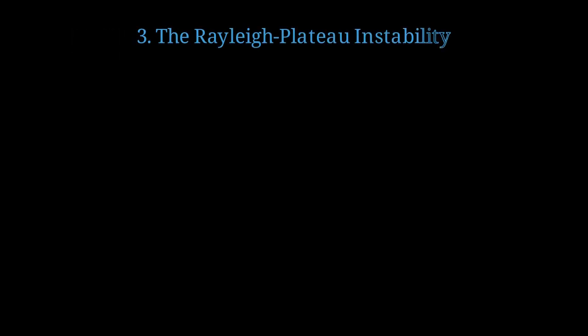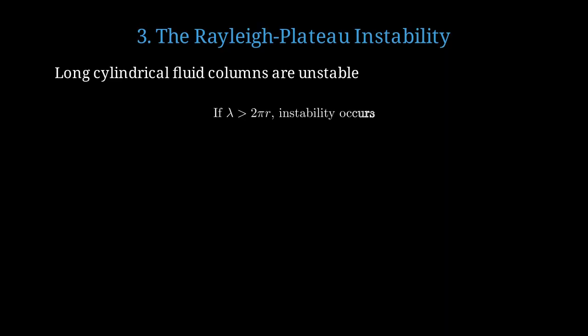One crucial mechanism is the Rayleigh-Plateau instability, discovered in the 1800s. Lord Rayleigh and Joseph Plateau discovered that long cylindrical fluid columns are inherently unstable. If the wavelength of a perturbation lambda exceeds 2 pi times the cylinder radius r, the instability grows. Small random perturbations in the cylinder's radius grow exponentially, causing breakup into droplets.